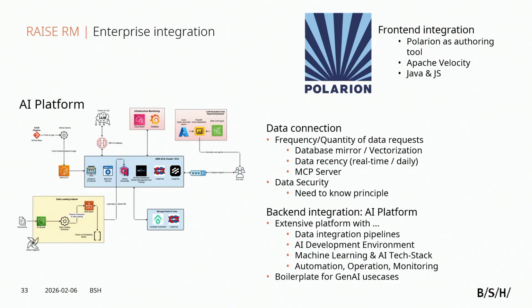So we need to mirror basically the Polarion database. We need to vectorize it and ideally create an MCP server to access the database, access the functions of Polarion. And then there's also the question of data recency. So is it enough to maybe have daily updates of the data, or do we need real-time data?